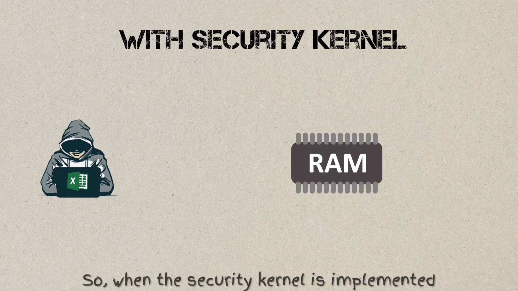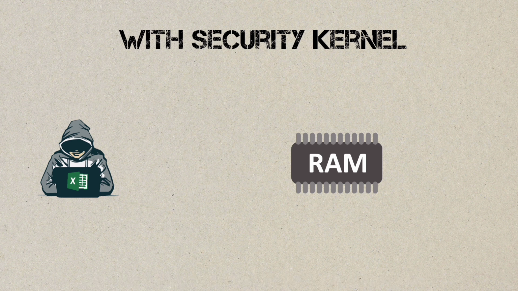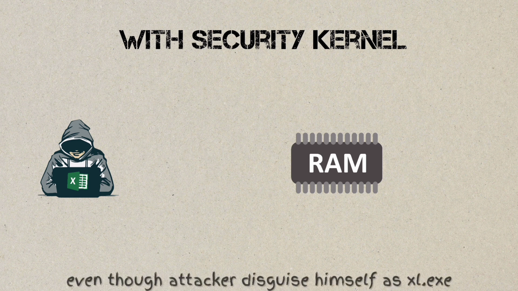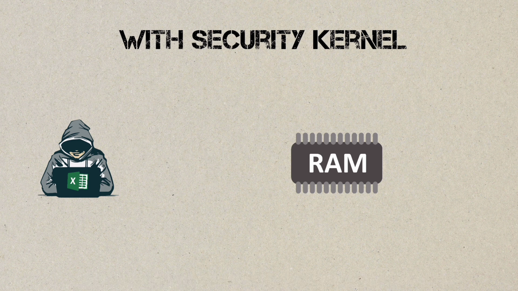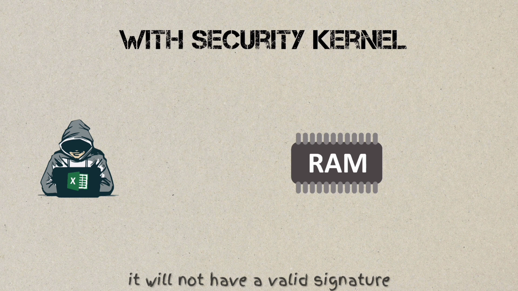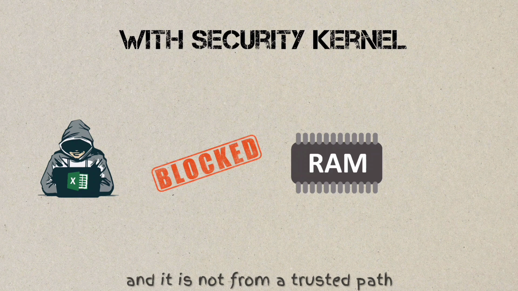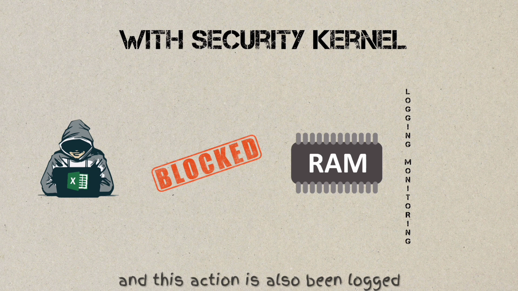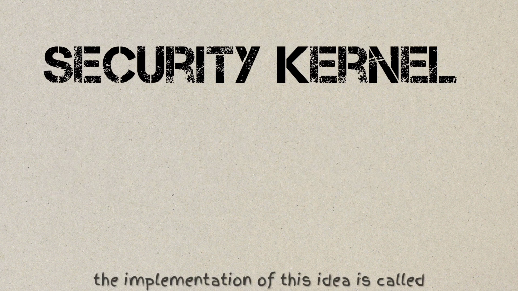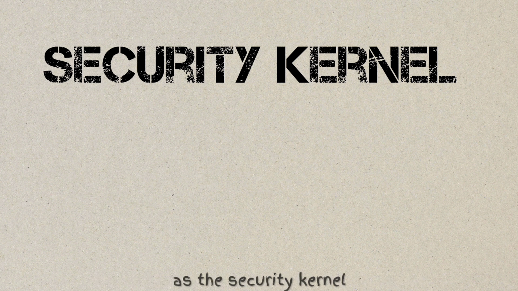When the security kernel is implemented, even though the attacker disguises himself as excel.exe, it will not have a valid signature and it is not from a trusted path, so it will be blocked, and this action is also logged and monitored. The implementation of this idea is called the security kernel.